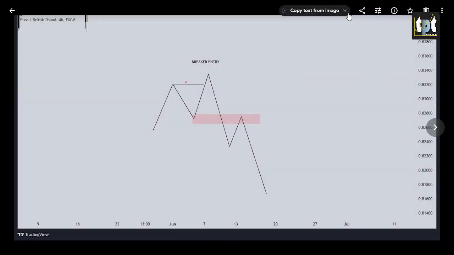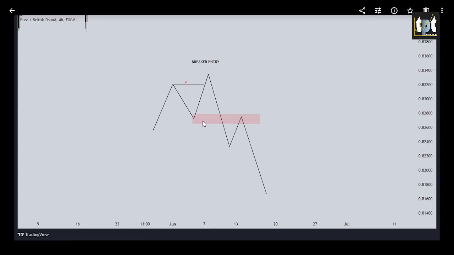Another entry is the breaker entry. And a breaker is the candle that initiated liquidity to be taken. The market was moving, then it retraced, then it took out this liquidity that is residing above this short-term high. So in this sense, it might sound like a bullish order block, but it will be negated, it will be ignored, it will be violated.